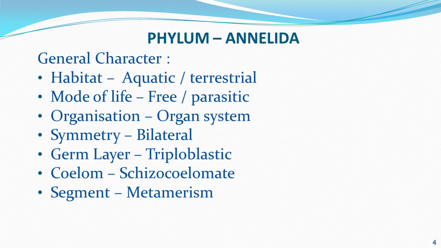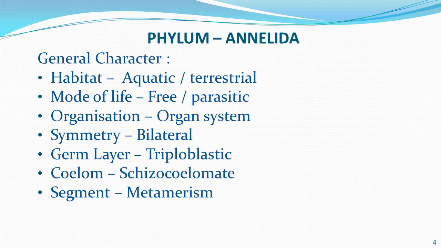Clear? Then organization. As we said already, there is cellular organization, tissue level organization, organ level organization, and then organ system, which is the most advanced. Here phylum Annelida has organ system level of organization. Then symmetry is bilateral symmetry. Bilateral symmetry means we can divide the body into two equal halves in only one direction.